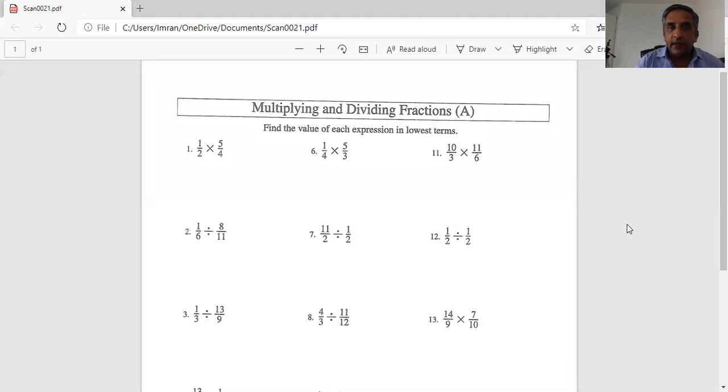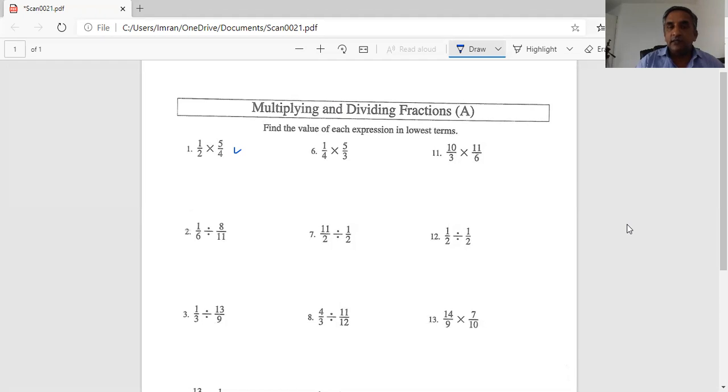The first question here is 1 over 2 times 5 over 4. So what we have to do is we just times the top ones and times the bottom ones. We do not have to make the denominator the same or anything. Remember, making the denominator the same is only in plus and minus questions, when we are adding or subtracting fractions. In these ones where we multiply or divide, we do not need to make the denominator the same.